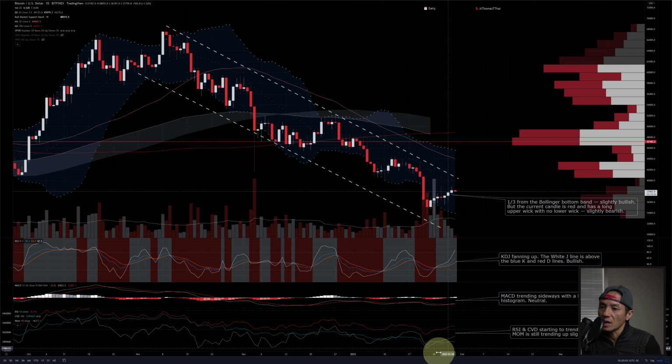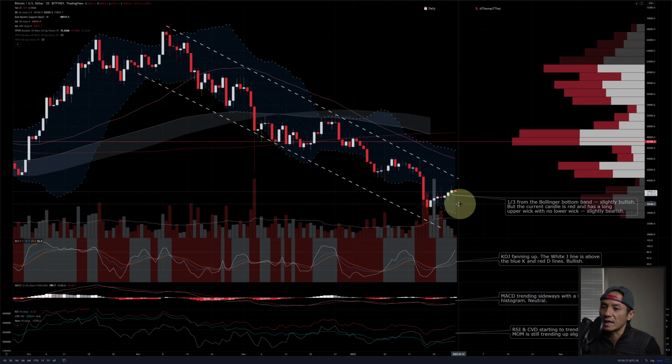On the RSI, which is red, the aqua line is the cumulative volume delta. The white line is the momentum indicator. So let's see what we had last time. RSI and CVD starting to trend sideways. So RSI is red. It is going sideways. And CVD, which is the cumulative volume delta, all that does is measure supply and demand. If it's going sideways, supply and demand is pretty much equal.